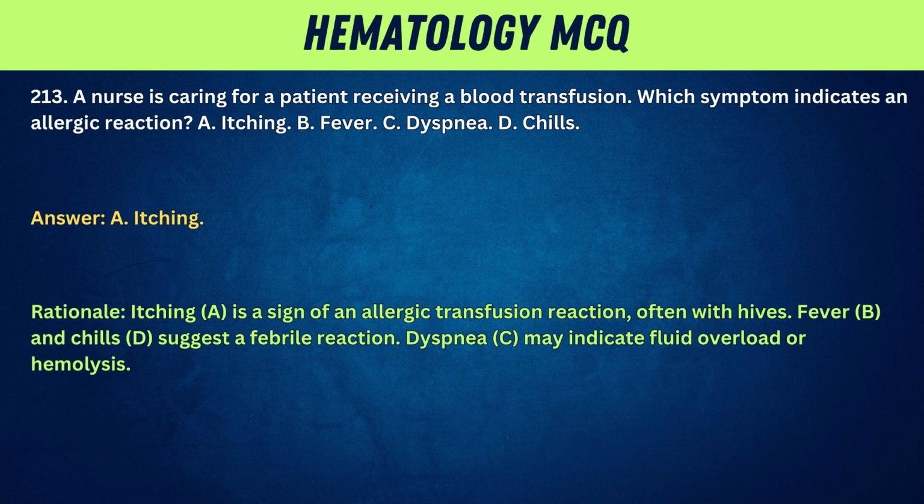Answer. A. Itching. Rationale. Itching, A, is a sign of an allergic transfusion reaction, often with hives. Fever, B, and chills, D, suggest a febrile reaction. Dyspnea, C, may indicate fluid overload or hemolysis.